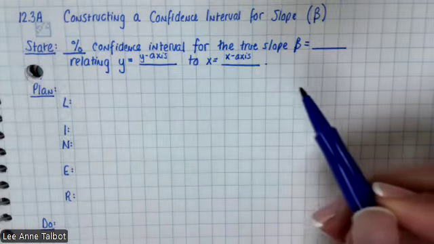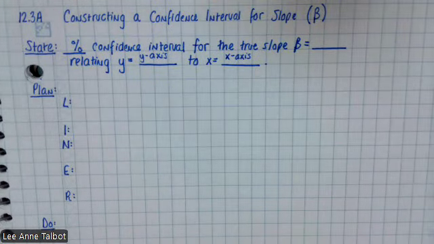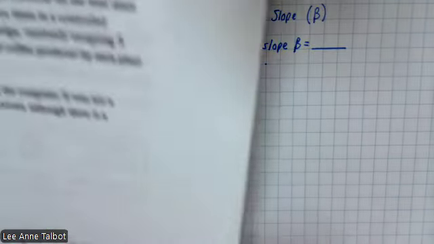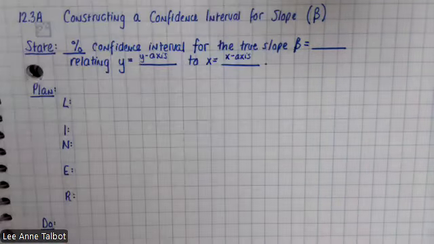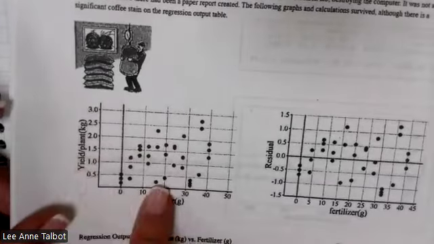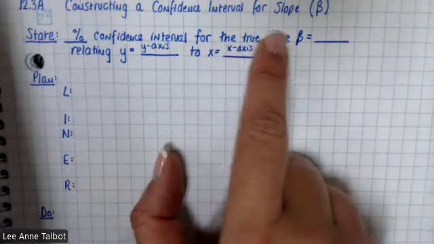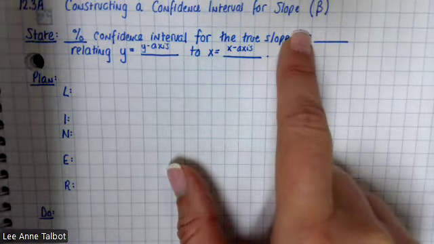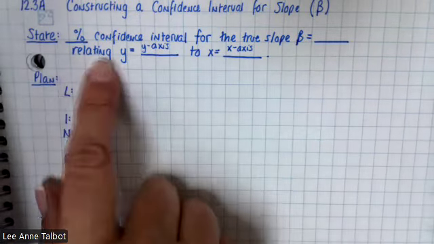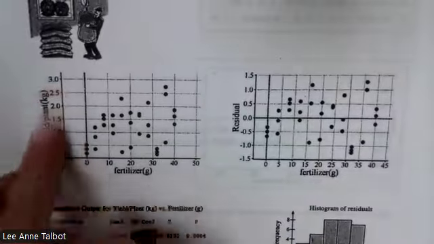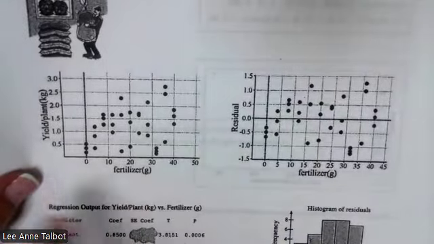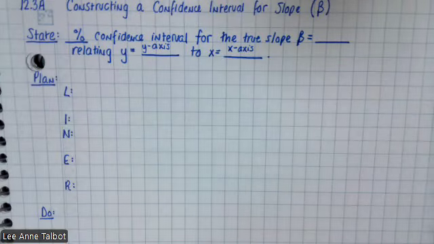Can you guys tell me what the state would be for the problem that we have on our resource page? So let's just pretend, hold on, we're doing it later, but oh, it's 95%. Okay, take a look at this graph right here. 95% confidence interval for the true slope beta. You don't know that yet. There's going to be a number there relating yield per plant to fertilizer. Not a big deal.